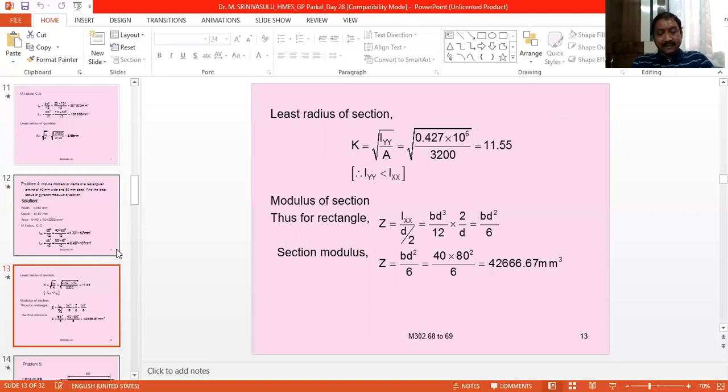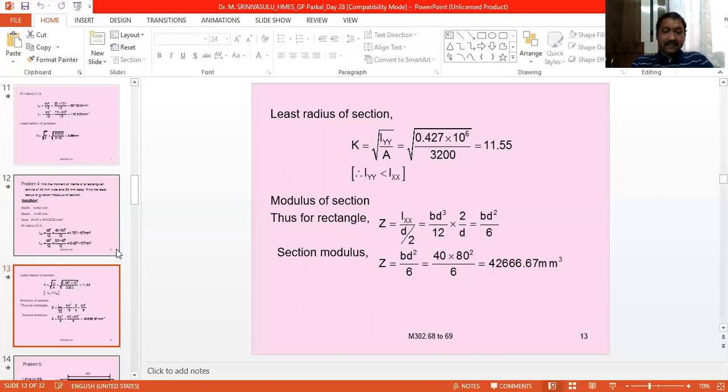Now we also know the modulus of section. The modulus of section is denoted by the letter Z, and Z is equal to MI by Y. Here MI means the moment of inertia, and Y is equal to the distance of the centroid from the outermost edge.